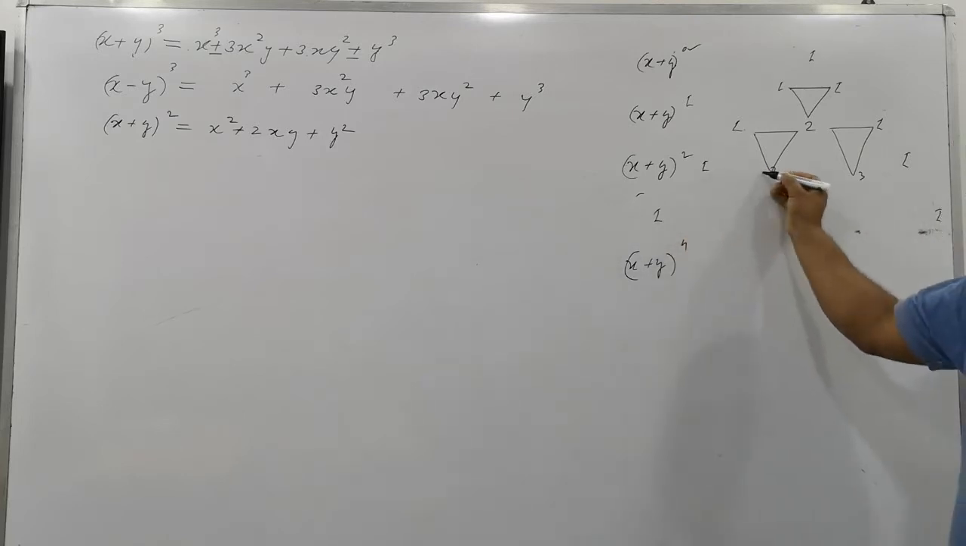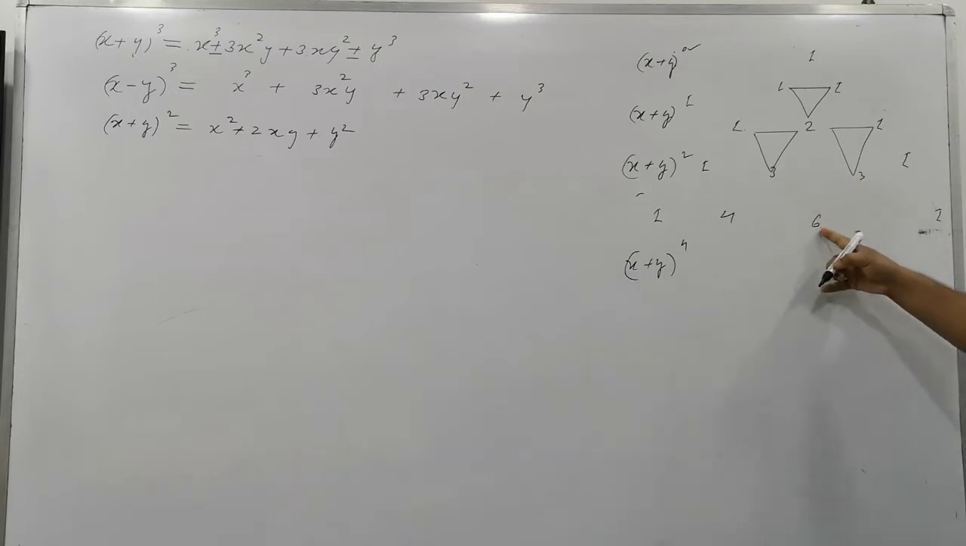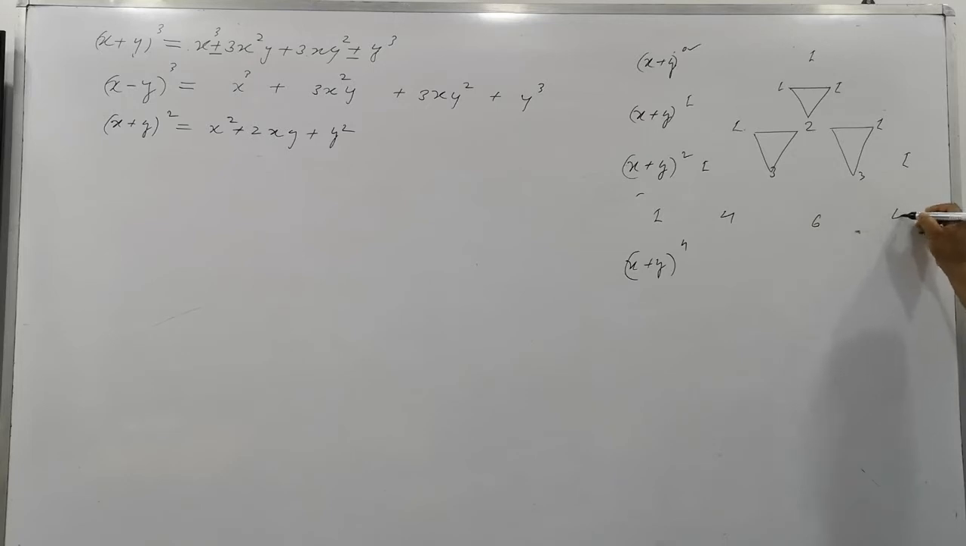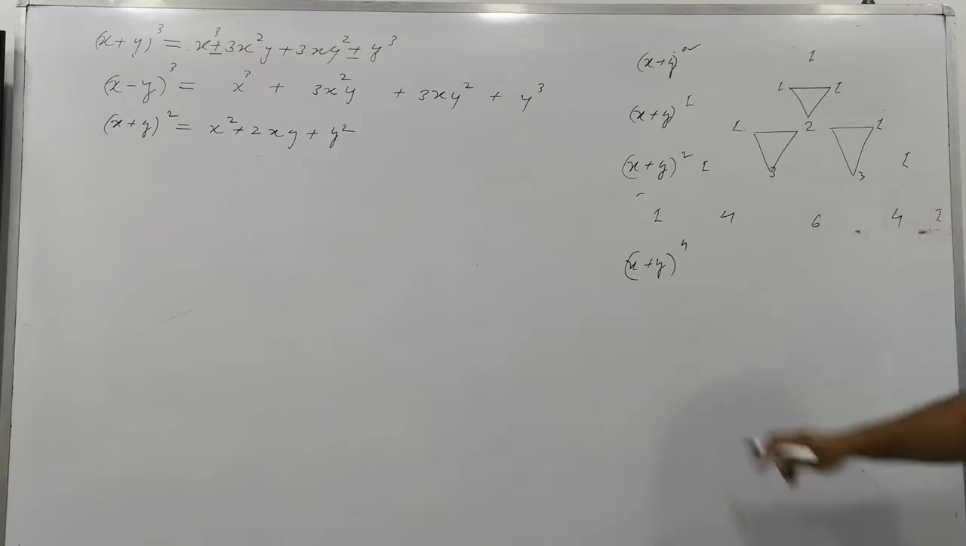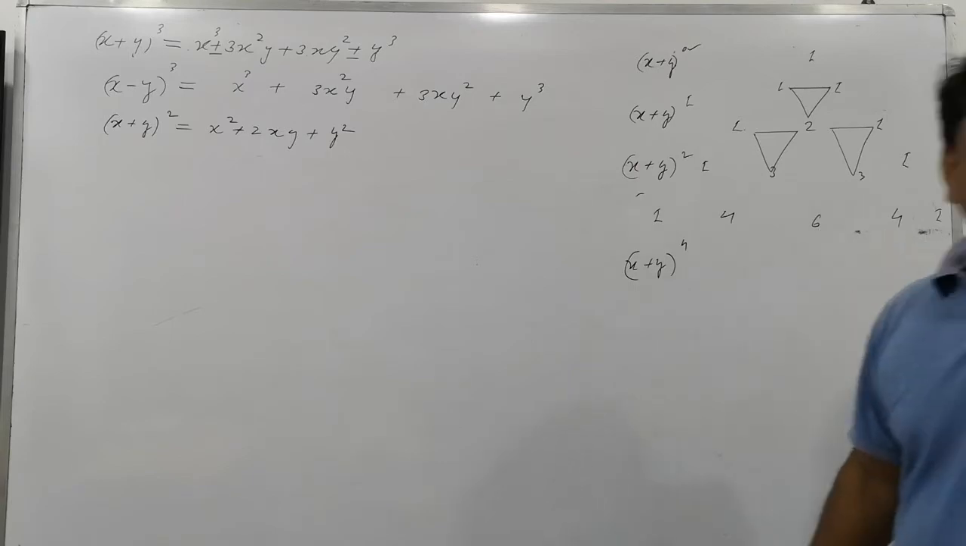And the coefficient for this here will be 1 and here will be 1. So tell me, 4 and 6 and 4. So what are the coefficients of x plus y whole to the power 4? 1 4 6 4 1. So it's a simple expansion.